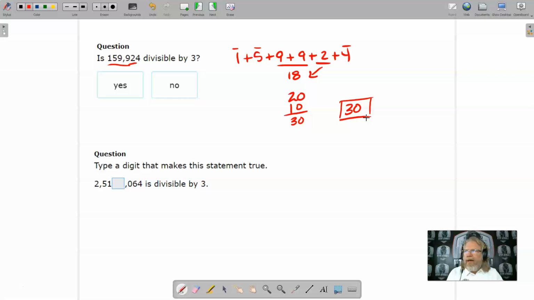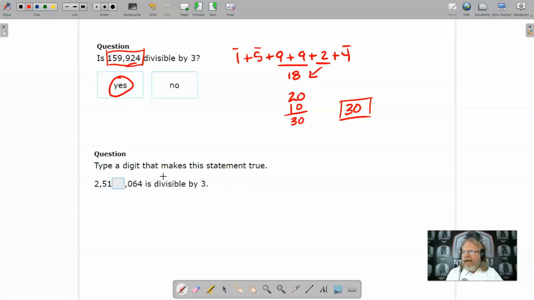Is 30 divisible by 3? Of course it is. 10 times 3 is 30. So since the sum of all those digits will divide by 3, then the number that we got all those digits from will divide by 3 as well. So this answer is yes.